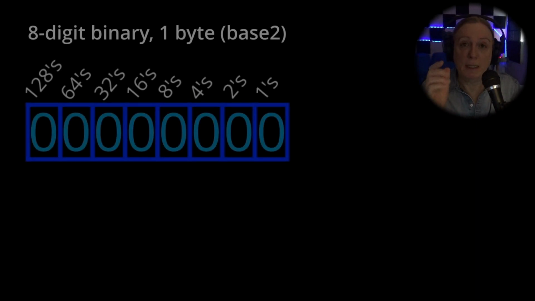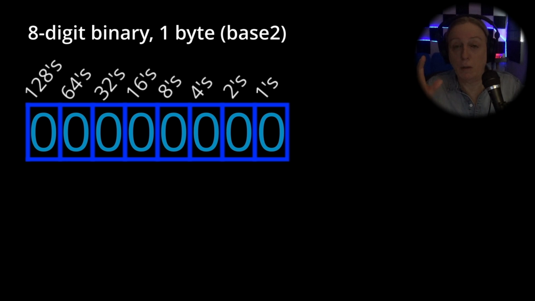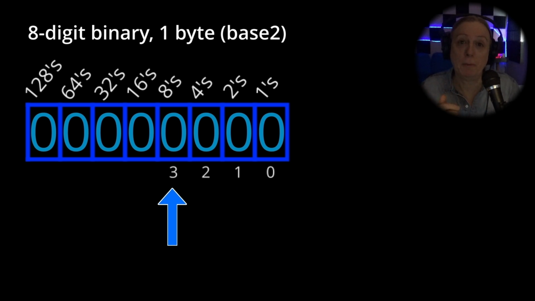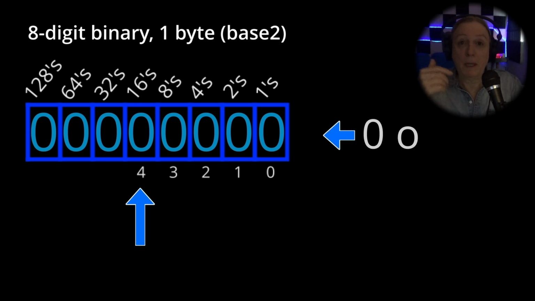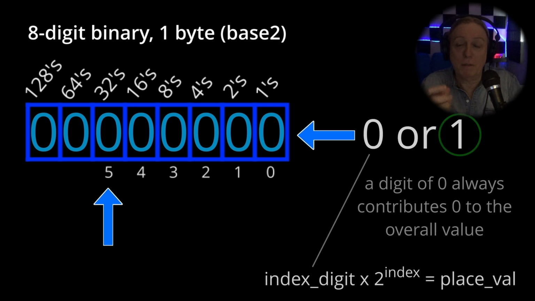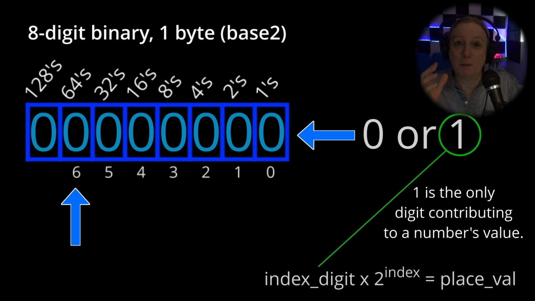Each digit's place has an index, so we know that the first binary digit has an index of 0. The second binary digit has an index of 1, and so on. Now, binary is base 2, so it only has two possible digits per place. The possible digits are 0 and 1. The value of 0 really contributes 0, so 1 is the only non-zero digit that contributes a value to the overall number.